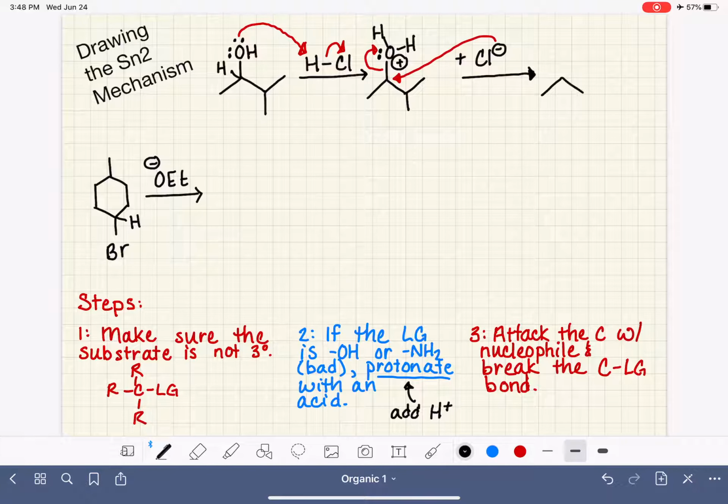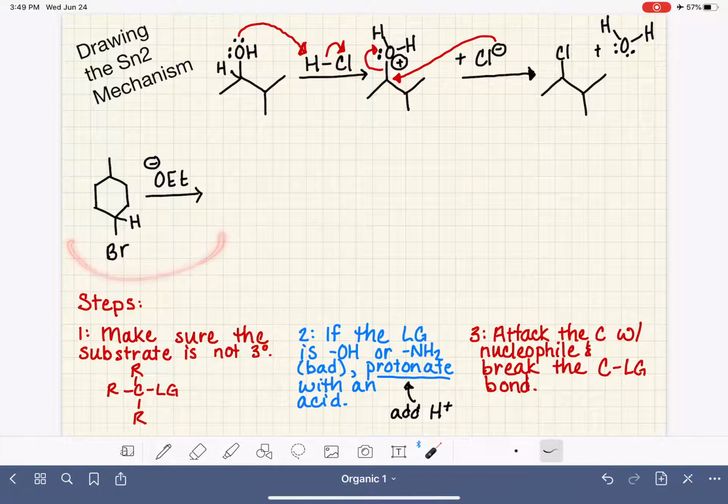So what have we made? We bonded a chlorine to that particular carbon, and we broke off our leaving group, which is a water molecule. This reaction is done. How about the next reaction down here?